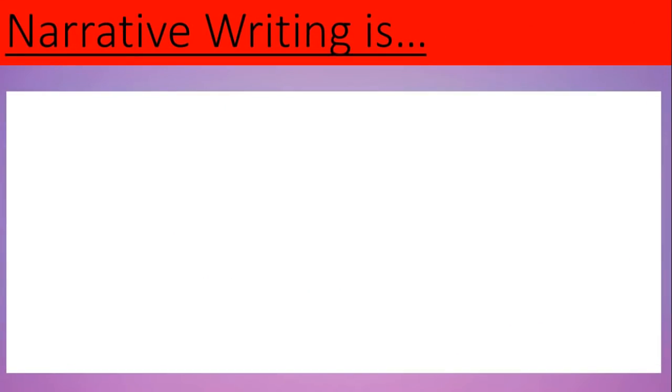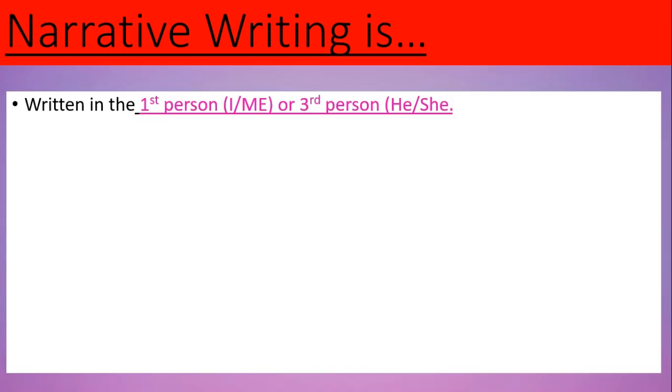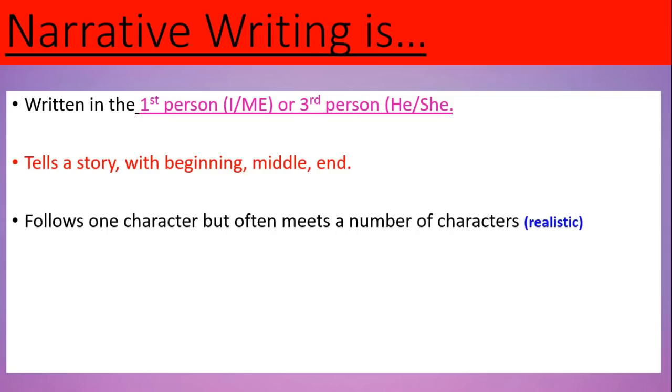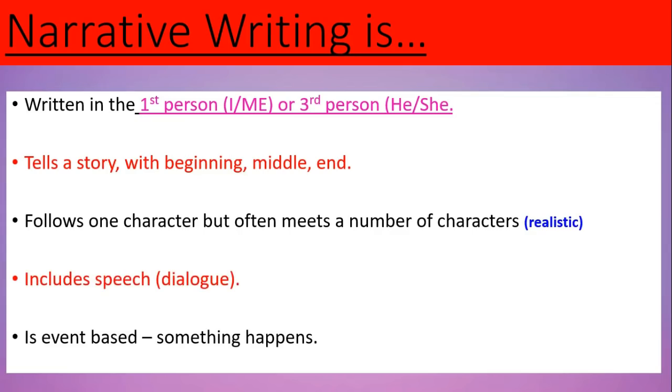So let's talk about narrative writing first. So what is it? It's written in the first person or third person. It's telling a story with a beginning, middle and end. It follows one character but often meets a number of characters. I've written realistic there, meaning you've only got 45 minutes or 50 minutes to write this, so you're only going to have one to three characters. You're not going to have time to talk about seven or eight characters. So you should have dialogue in there, and something interesting should happen, and I'll talk about something interesting later on.